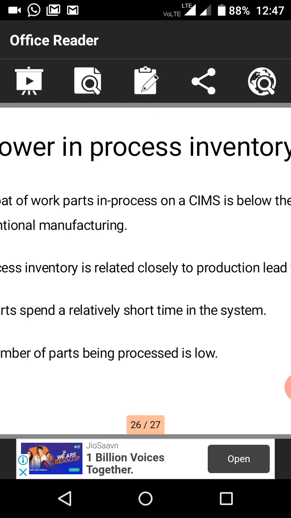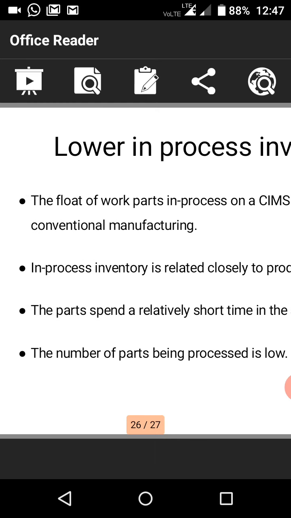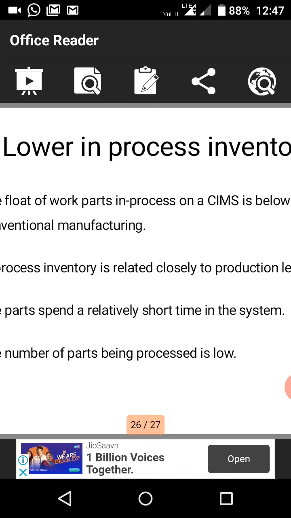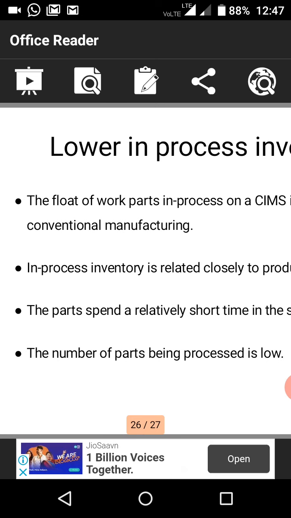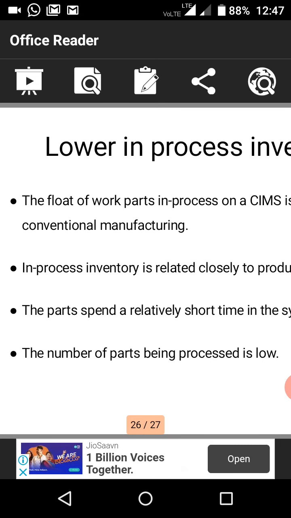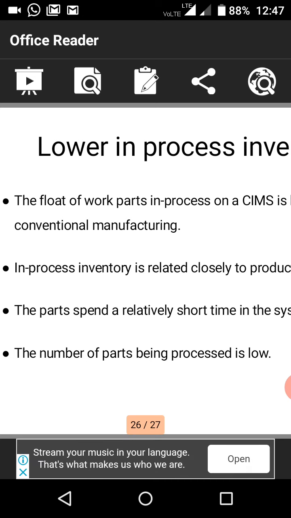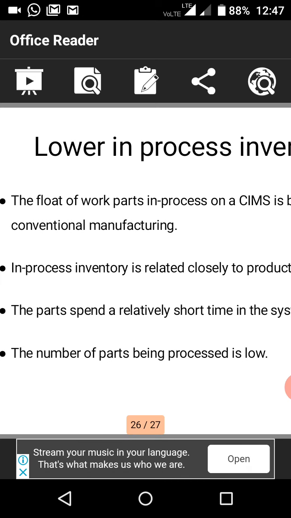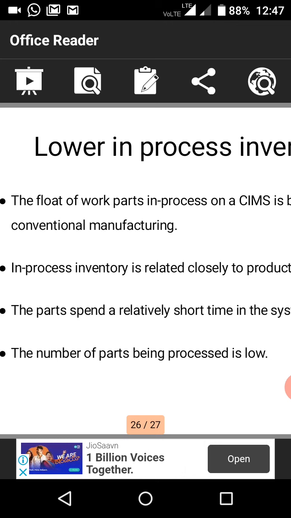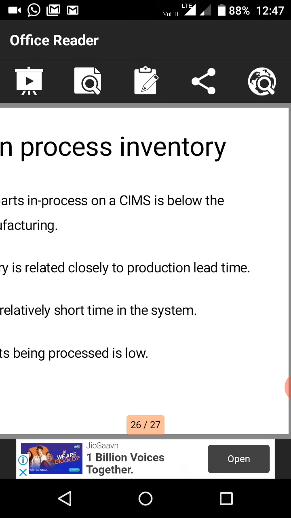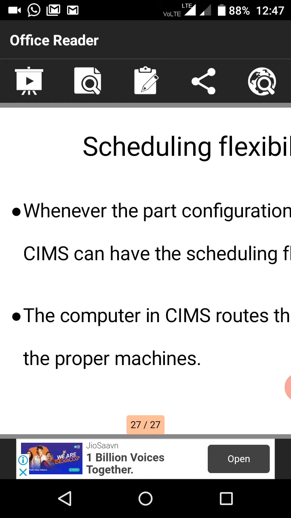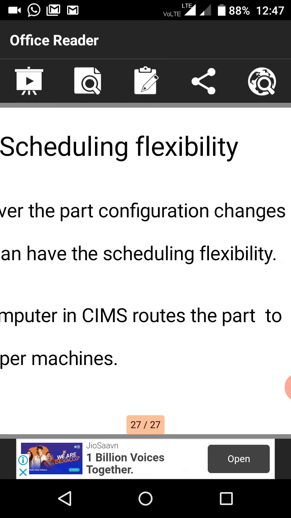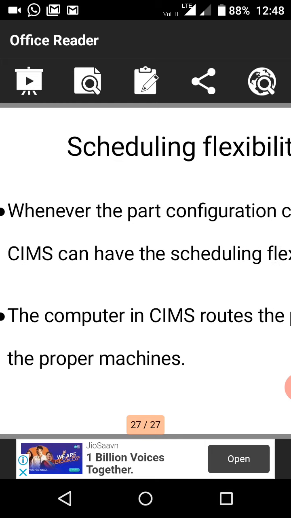Next, lower in-process inventory. What does that mean? In-process inventory is closely related to the production lead time. So depending upon the time, we will reduce the work in process. The parts spend a relatively short time in the system, so the parts should be made in less time. The number of parts being processed is low. Okay. Next, scheduling flexibility, meaning scheduling the timing. Whenever the part configuration changes, SIM can provide scheduling flexibility.